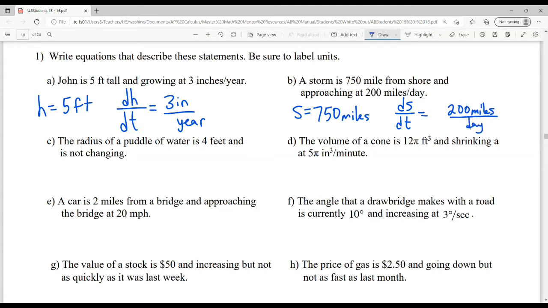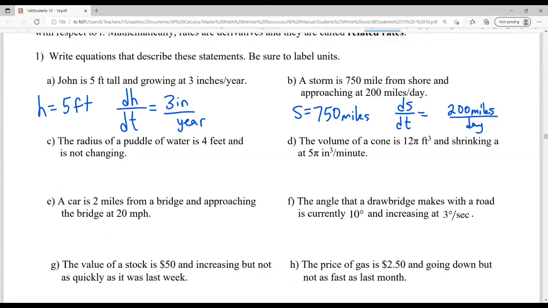However, since this distance is shrinking, it is getting closer to shore. So the 750 miles is actually getting smaller. This rate is actually a negative rate, negative 200 miles per day.